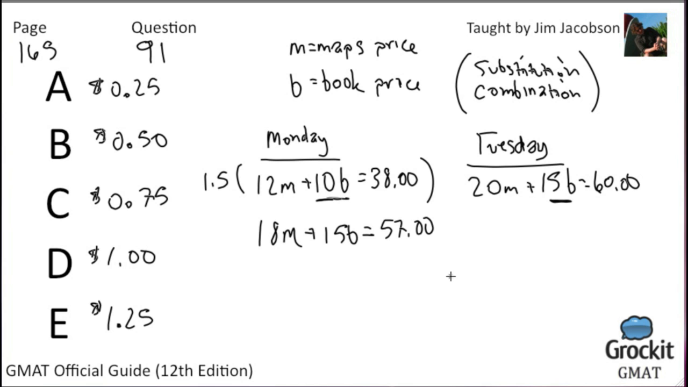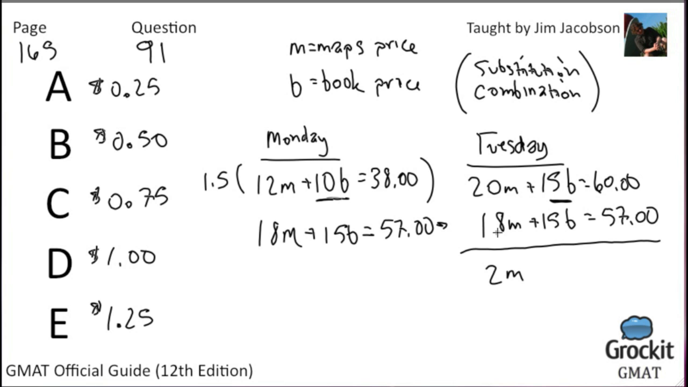So now we still have two equations and two variables, but we can simply subtract the two and we will be left with only one variable. So if we subtract from 20m plus 15b equals 60 the equation 18m plus 15b equals 57, you can kind of see how this is going to work out. We are left with simply 2m, because 20 minus 18 is 2, the 15b's totally go away, and then we're left with 60 minus 57, which equals 3.